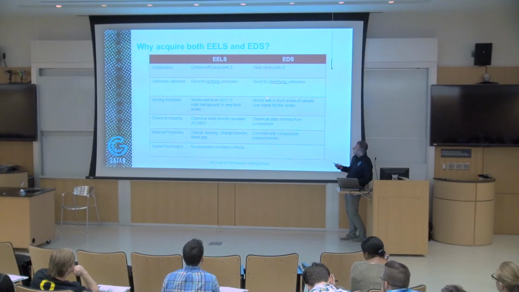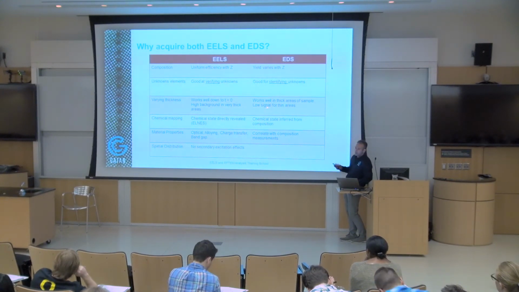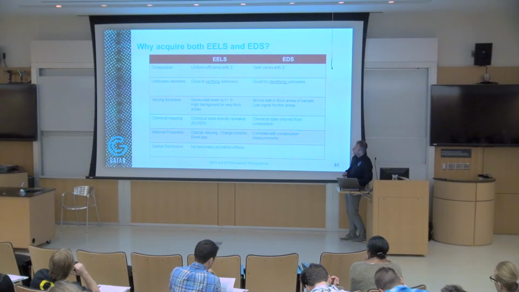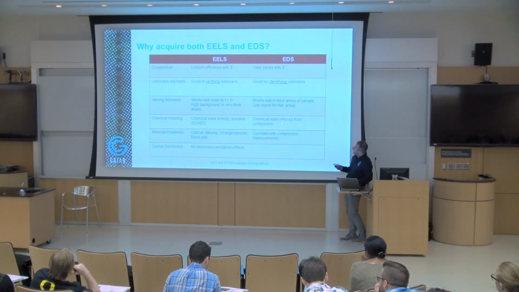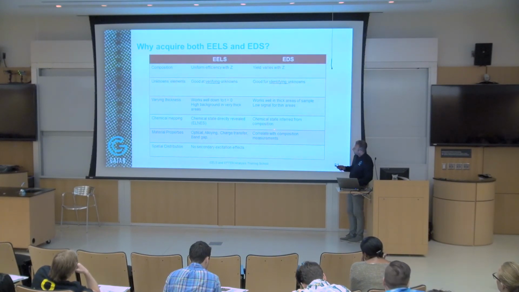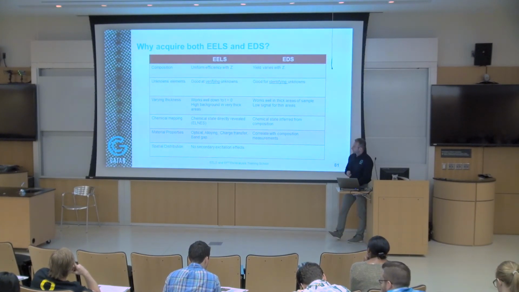And in EDS, you actually get quite a lot of signal as the sample gets thicker and thicker. Chemical mapping, we get chemical information using EELS because we look at the shape of the edge. But in the case of EDS, you can only get chemical information just by doing compositional analysis. So you have to do composition first, and then from there you can extract the chemical information.